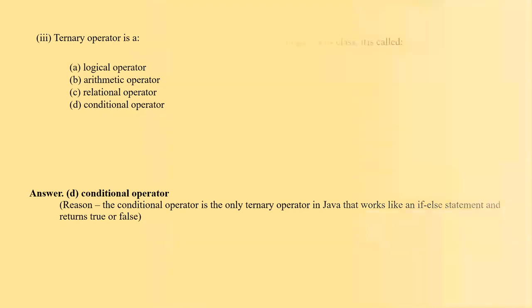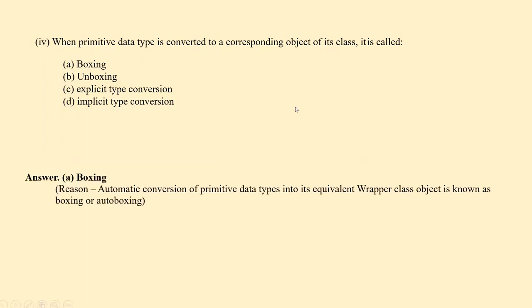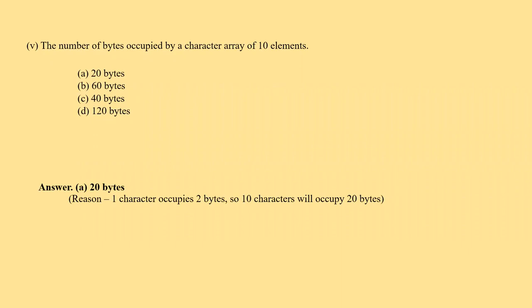Next question. When a primitive data type is converted to a corresponding object of its class, it is called: boxing, unboxing, explicit type conversion, implicit type conversion. The answer is boxing. Autoboxing, the automatic conversion of a primitive data type into its equivalent wrapper class object, is known as boxing or autoboxing. Next question. The number of bytes occupied by a character array of 10 elements. Options: 20 bytes, 60 bytes, 40 bytes, 120 bytes. Answer: 20 bytes. One character occupies 2 bytes in the Unicode character set. So 10 characters will occupy 20 bytes.